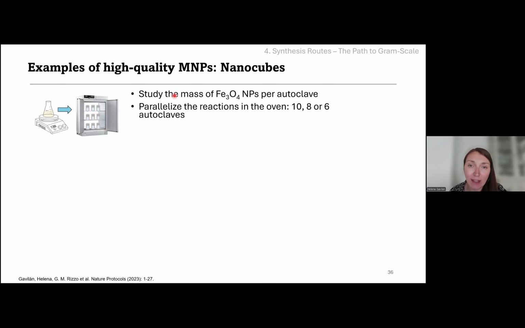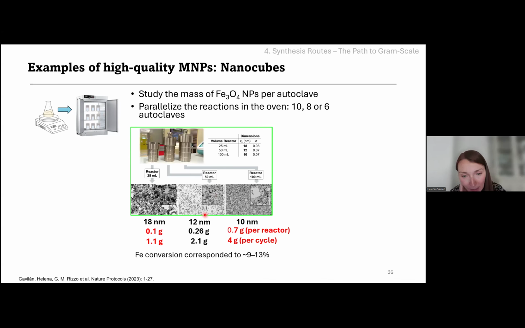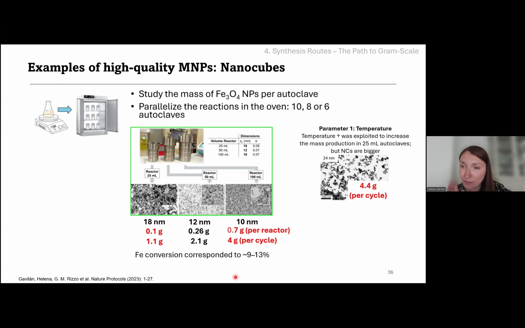In terms of the mass produced per batch, we did parallelized reactions in the oven, simply introducing multiple autoclaves, okay? And we could obtain 4 grams of particles per cycle, okay? The iron conversion is really low, so 9 to 13%. This means that this route is very promising, but still there's plenty to optimize.